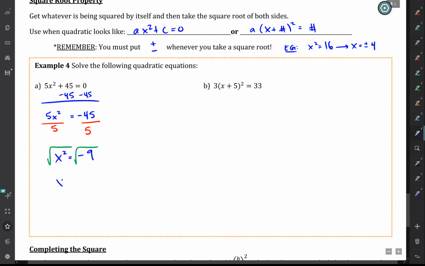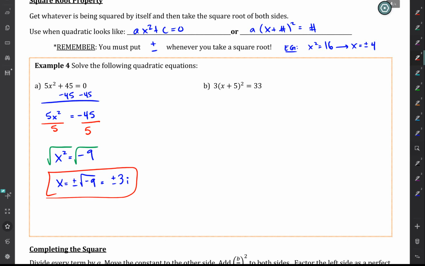When you do that, you get that x is equal to plus or minus the square root of negative 9, which of course is plus or minus 3i. So that's your final answer. That's saying that x equals 3i and x equals negative 3i are both solutions to this equation.